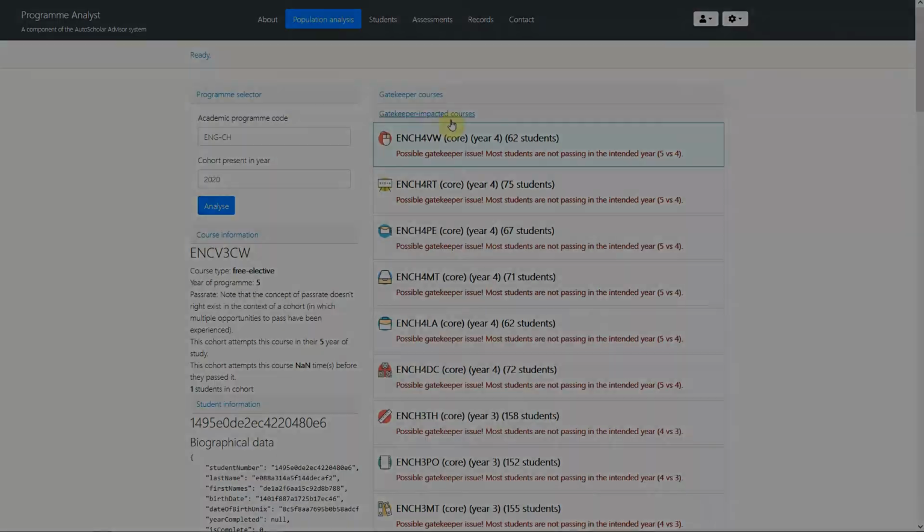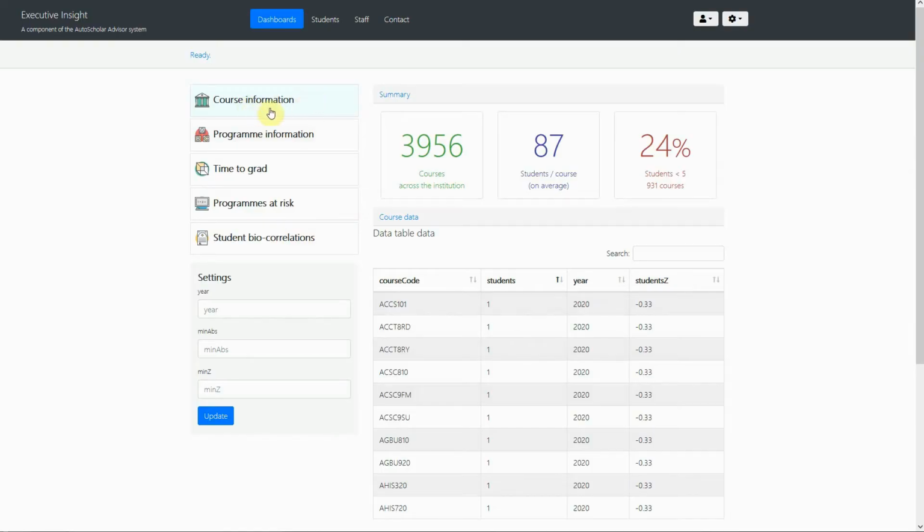Further to the health of the academic programs, we are also able to view course information on the dashboard which provides an insight into course and student counts. This interface tells us that there are almost 4,000 courses in this institution and that there are on average 87 students in each course, with about 1,000 courses which have less than 5 students. We can look into the specifics of each course using the live tables below.